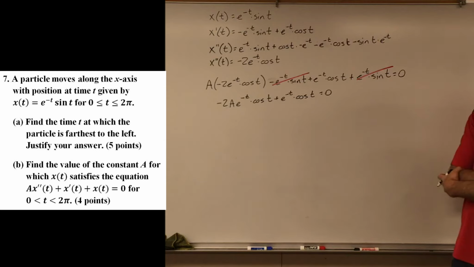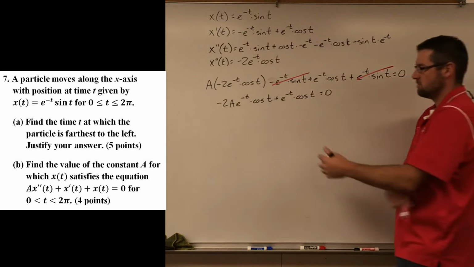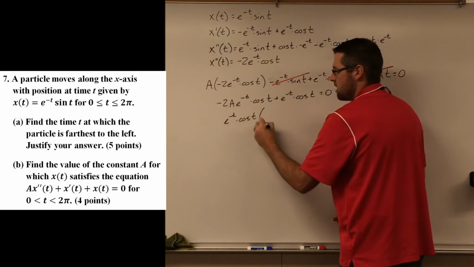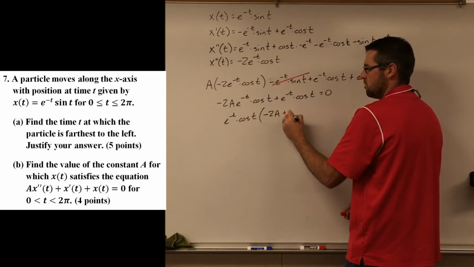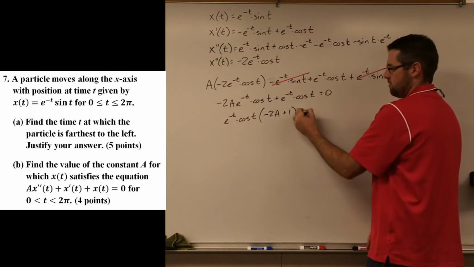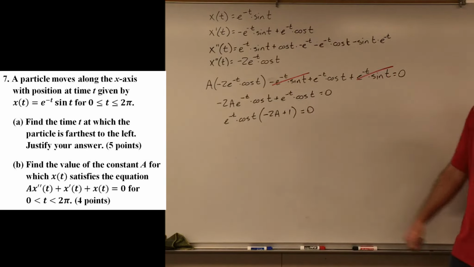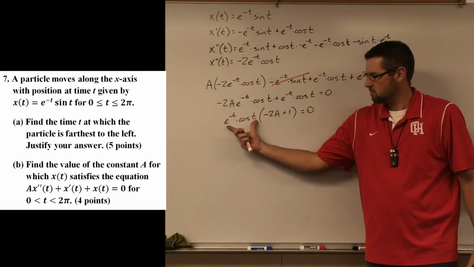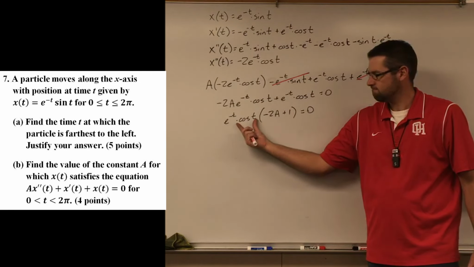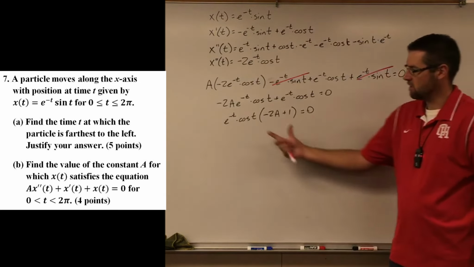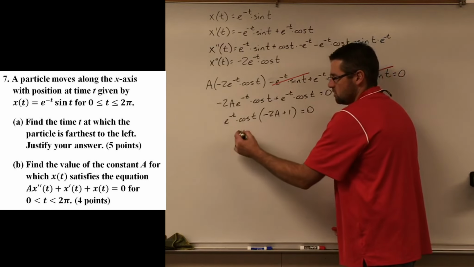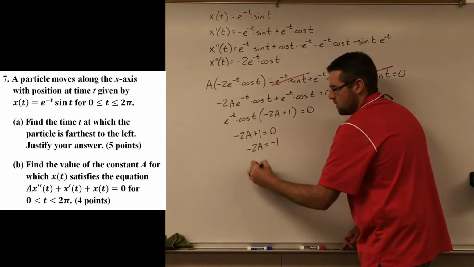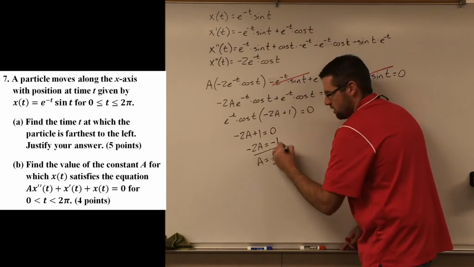Now what could I do now? Factor out cosine. Let's factor out e to the negative t times cosine of t times, what's left over? Negative 2a plus 1. Am I right? Equals 0? So when is this equal to 0? Never. Well, cosine could be 0, but that doesn't matter because I'm trying to solve for a. I could divide all that out. It doesn't matter when this is 0. So we could just say when negative 2a plus 1 equals 0. So negative 2a equals negative 1. So a equals 1/2. Oh my goodness.